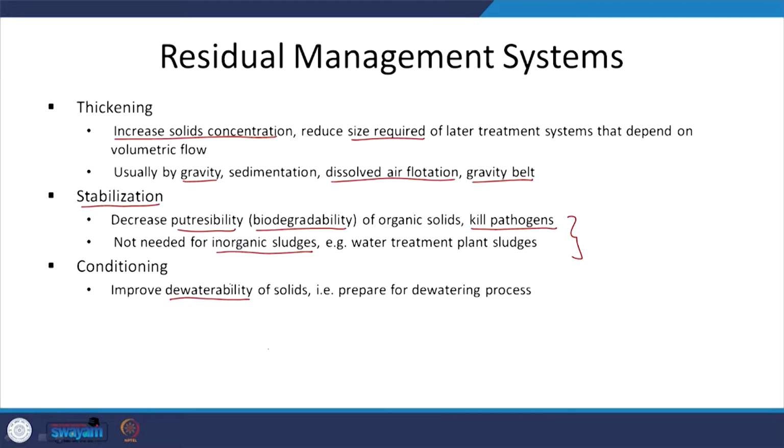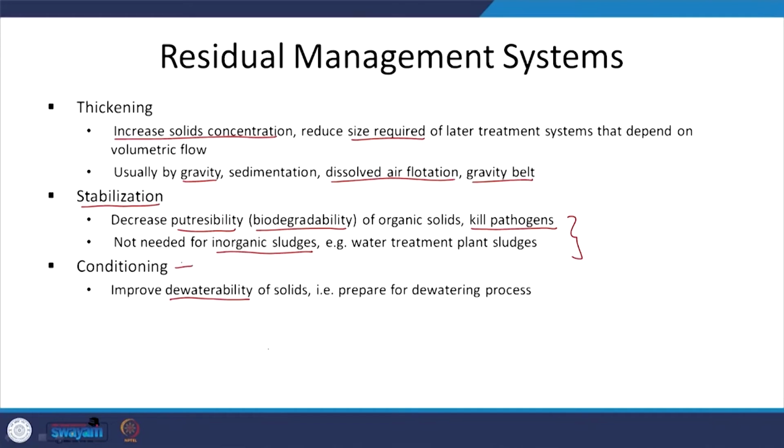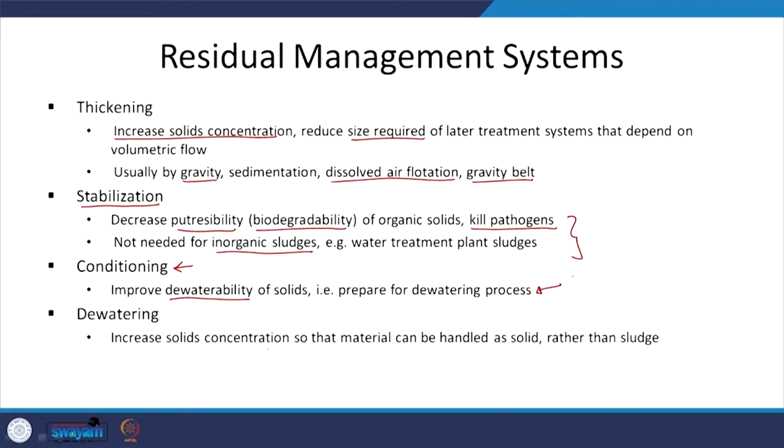Later I want to dewater this solid. Why is it? Well, I want to decrease the volume that I am going to handle, and rather than sludge I want to handle solids which are easier to handle. So, to do that I am going to condition it, right, improve dewaterability of the solids. Yes. How do I do that? Typically by adding the relevant cations or such, let us say, different polymers.